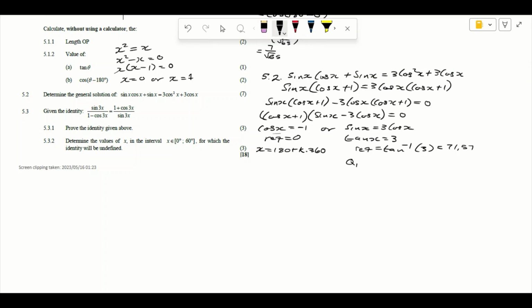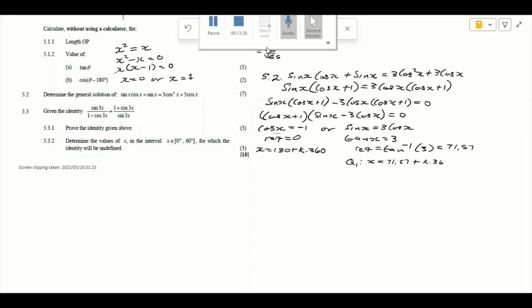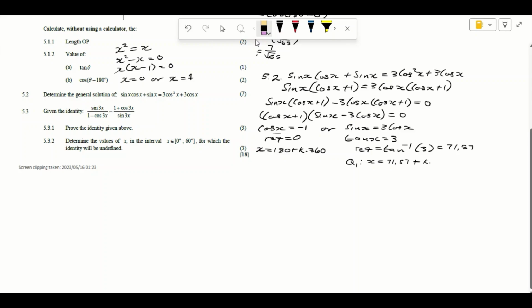And then x is equal to theta, right? Quadrant 1 is theta, which is 71.57 plus k times 360. Oh, and the general solution for tan is not k times 360, it's k times 180, where k is an element of integers.